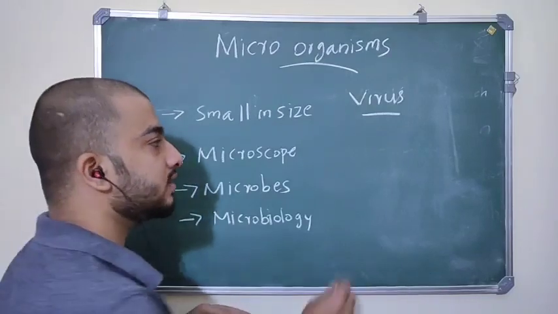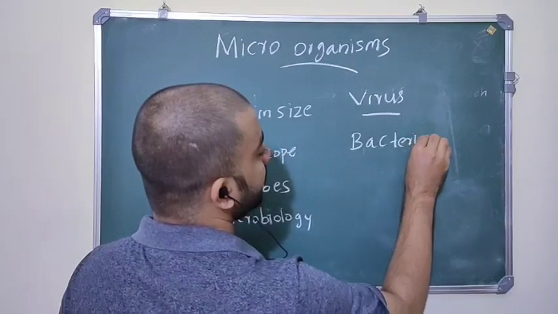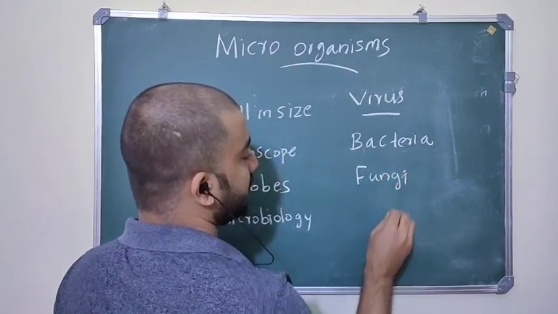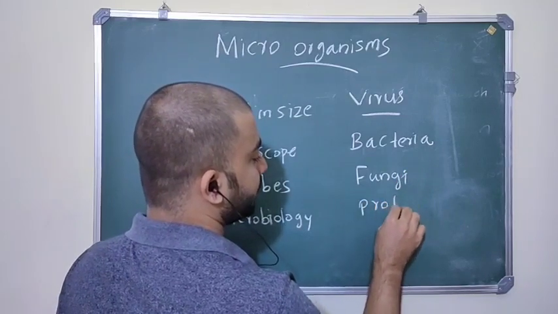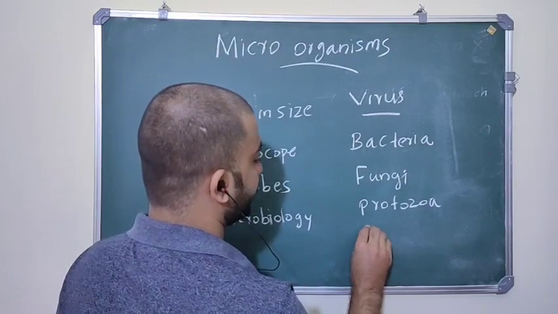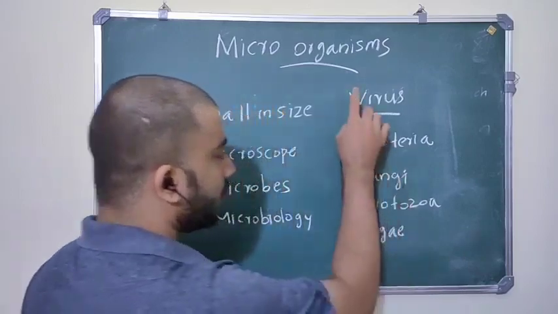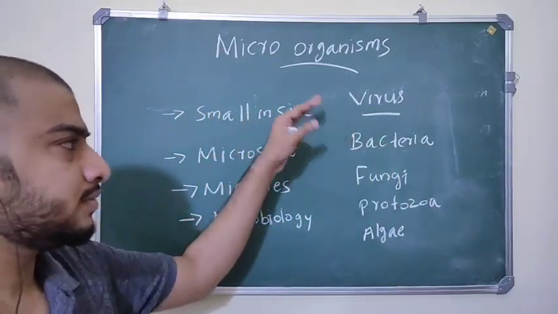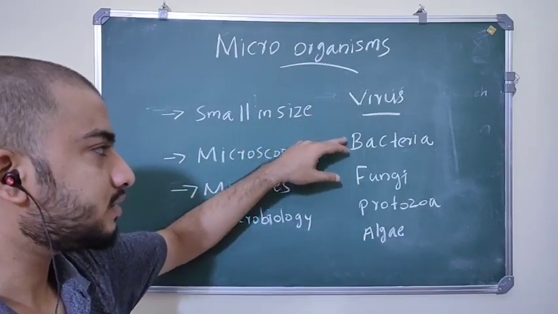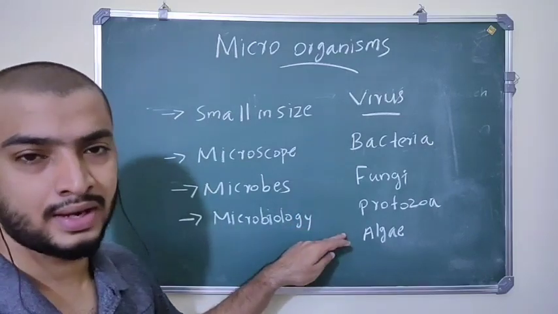Virus, bacteria, and fungi, protozoa, and algae. So all microorganisms come under these categories. There may be virus, maybe bacteria, fungi, protozoa, and algae.